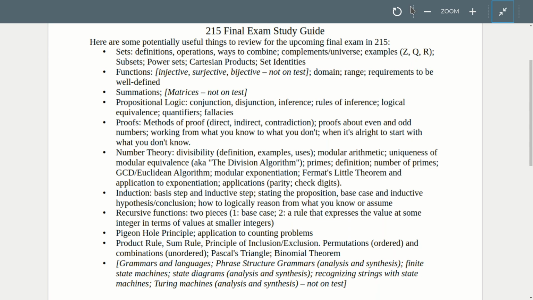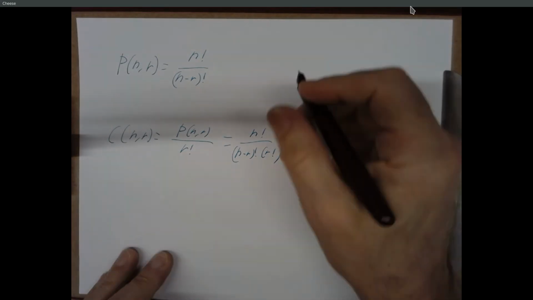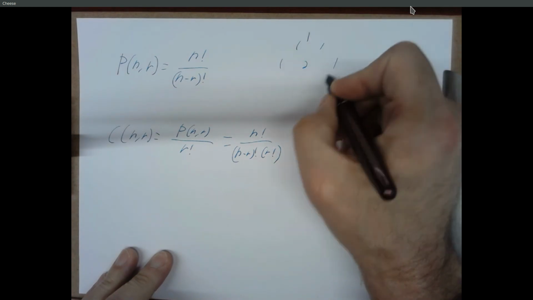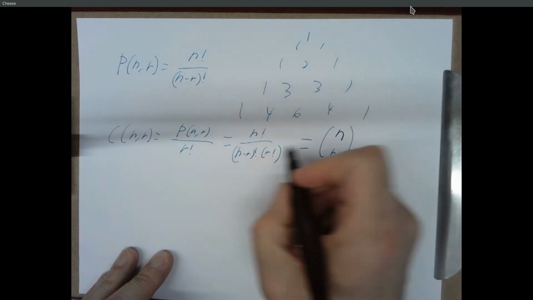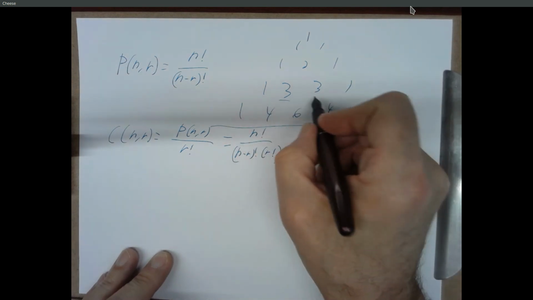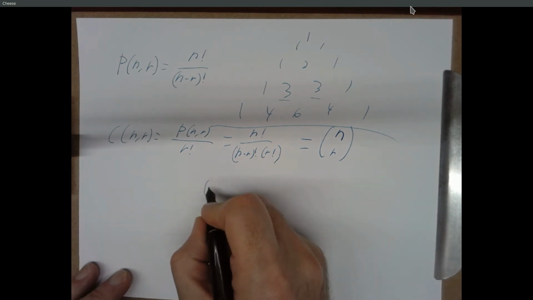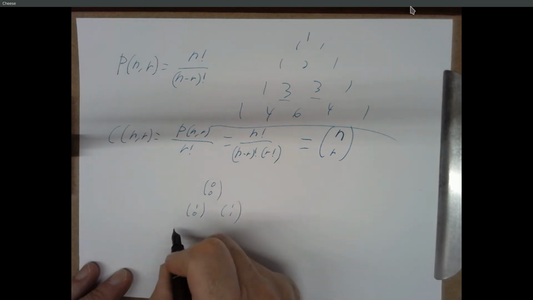All right, Pascal's triangle is just this cool little triangle. It starts with a 1, has 1s on the diagonals, and each entry is the sum of the two things above it on either side, and you have 1s going down the edges. And this actually looks like this.